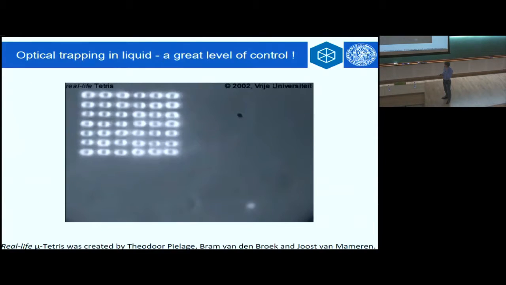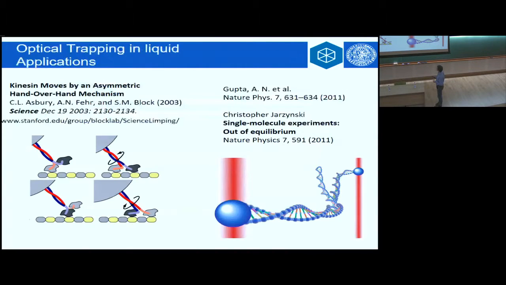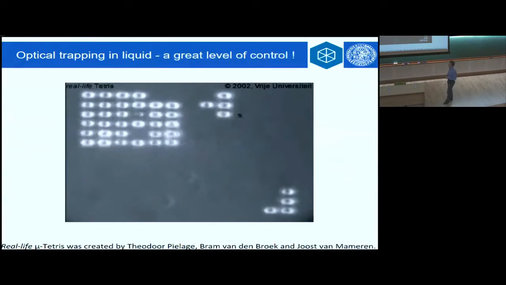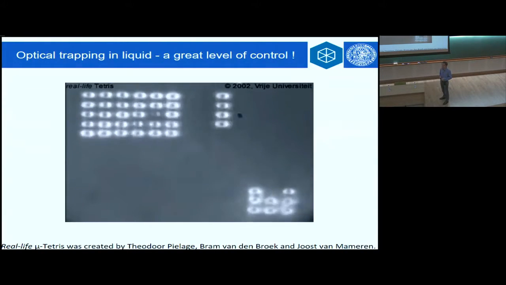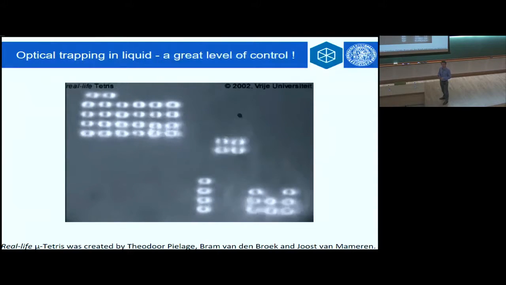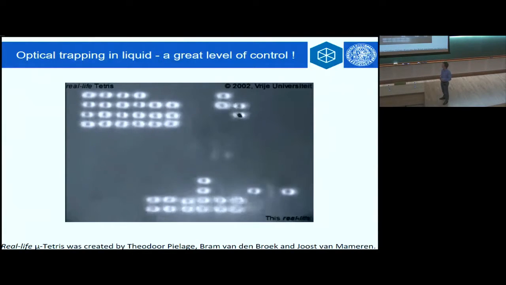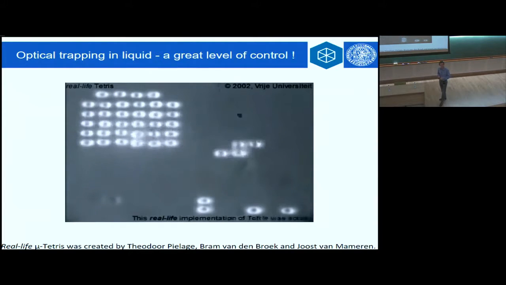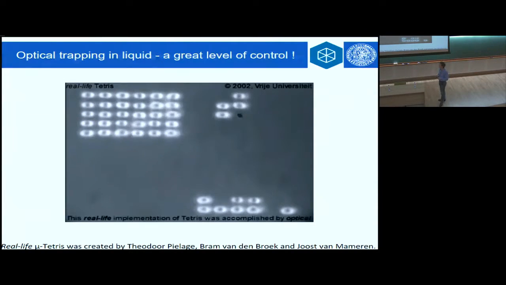And what I want to start with is optical tweezers. Again, some of you have seen this movie before. So it's a great tool. With optical tweezers you can do stuff like this. So this is 46 microspheres in liquid, which are controlled by light fields, and one can play Tetris or do all kinds of neat things.